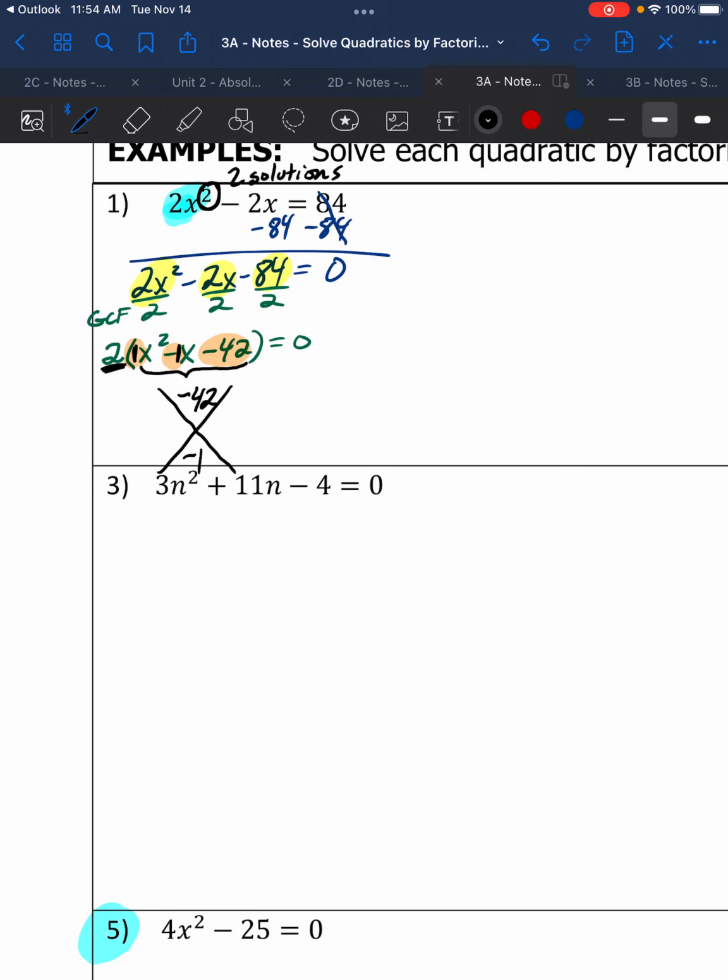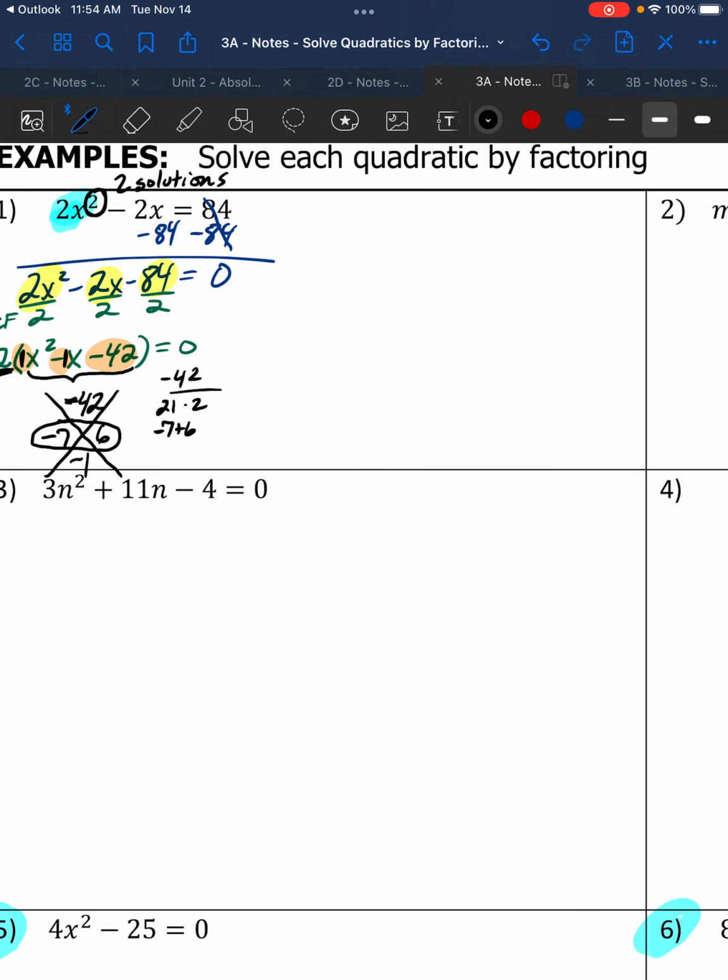So I have to think, what 2 numbers multiply to negative 42 and add up to negative 1? If you can't think of it off the top of your head, just list numbers that multiply to 42. Those don't add up to negative 1, but if I put a negative on the 7, negative 7 times 6 is negative 42, and that adds up to negative 1. So negative 7 and 6 are my 2 numbers that multiply to the top and add to the bottom.